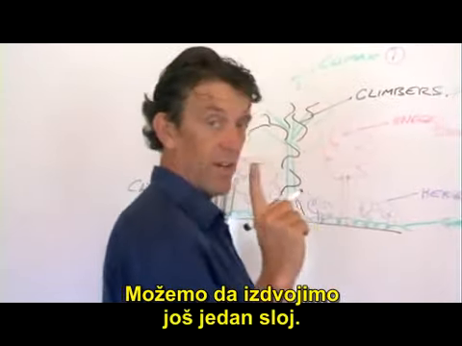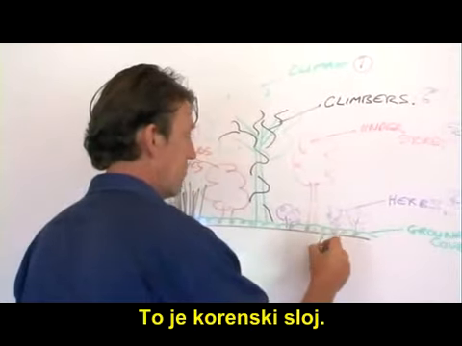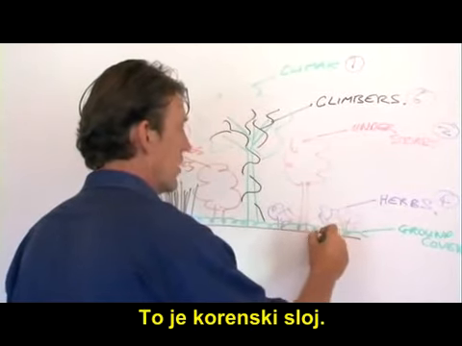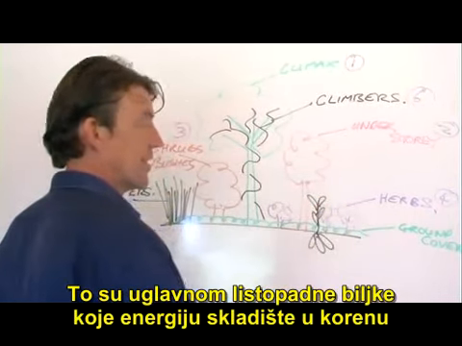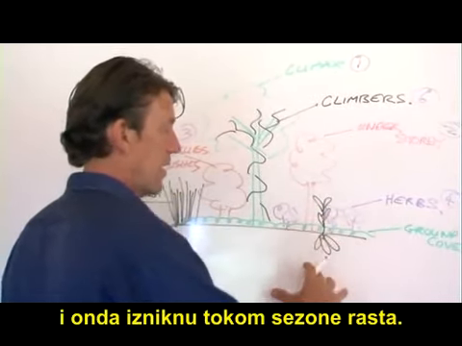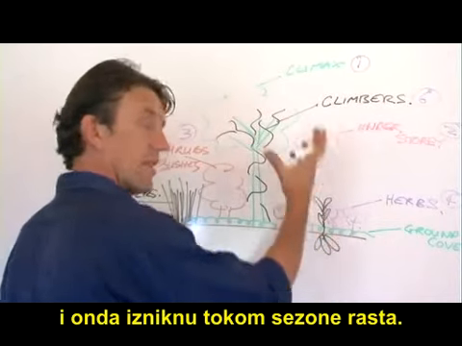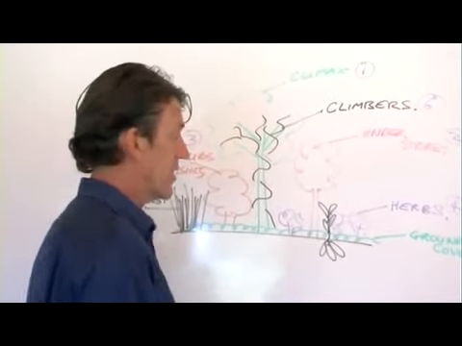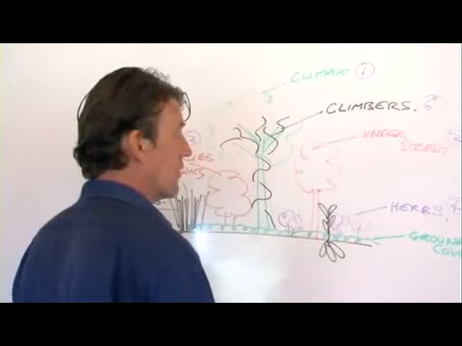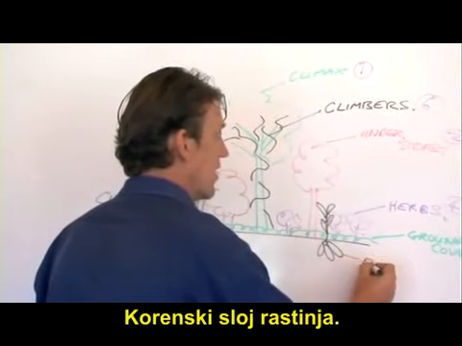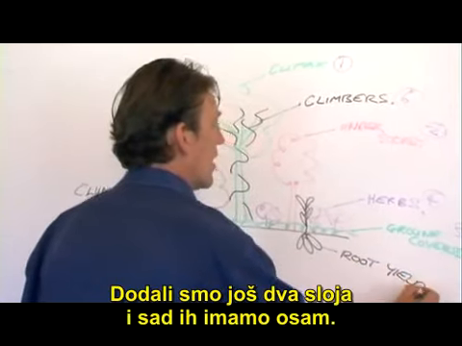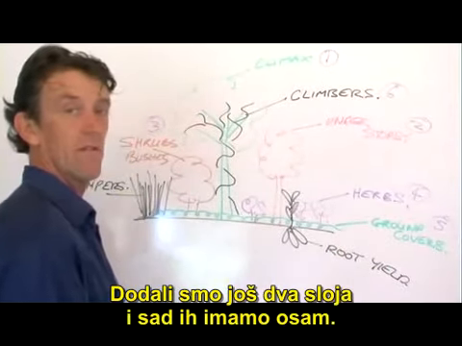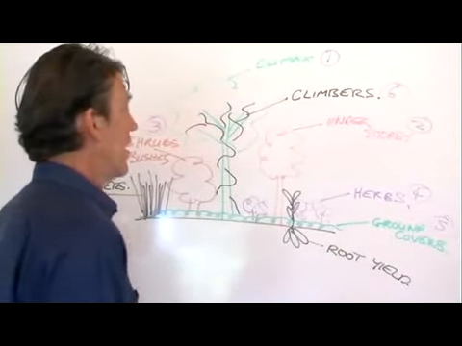You could classify another layer. You could classify the root yield layer. Plants that may be deciduous and go down to the ground, die down, and store all their energy in roots and come again in the growing season, or just generally grow from roots. So you could say there is a root yield layer. So we've got 2 more layers now. We've got to 8 layers.